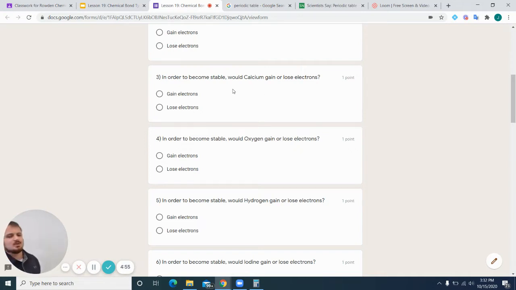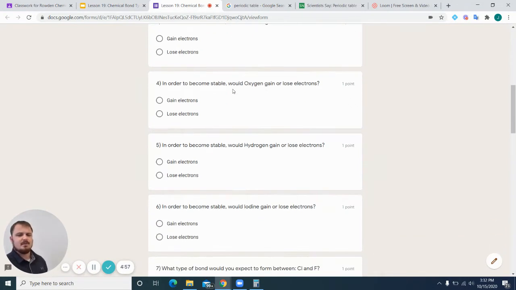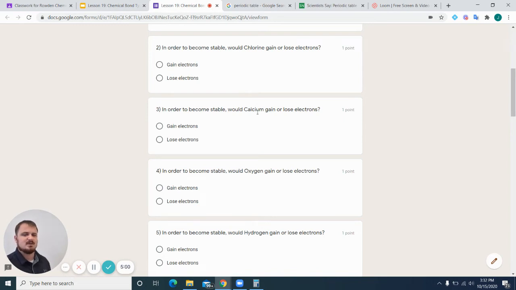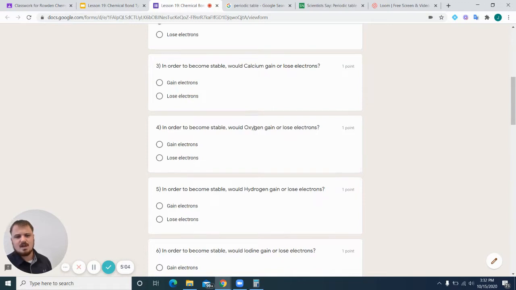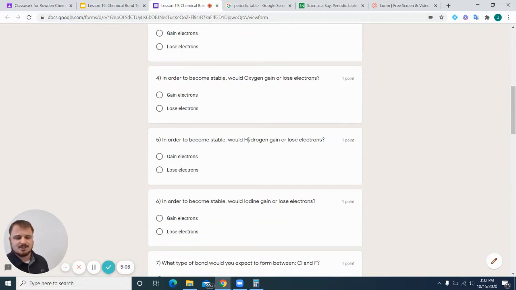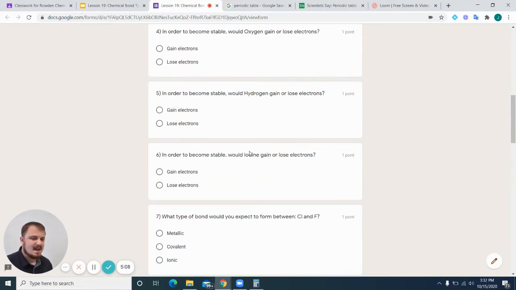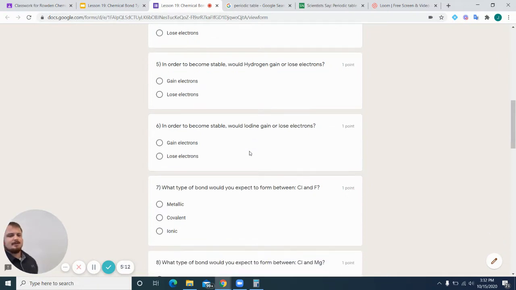It only has 2, so it's easy to lose 2. So calcium has 2 valences, wants to lose and get 0. Oxygen has 6, it wants to gain 2. Hydrogen has 1, it wants to get to 2, it's an exception, so it gains 1. Iodine, that's at 7, it wants to gain 1.